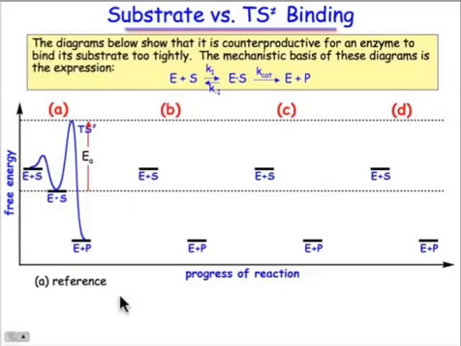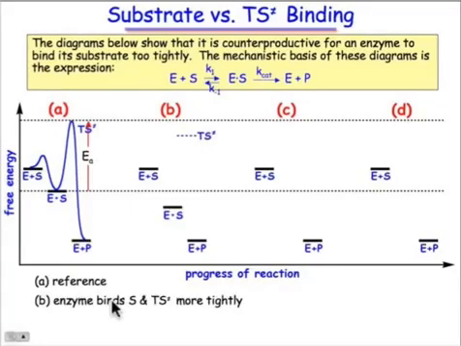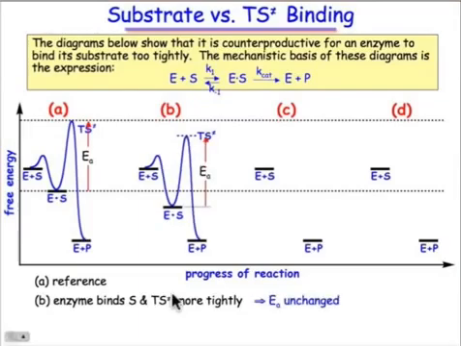So relative to the reference point, let's look at the case where the enzyme binds both the substrate as well as the transition state structure more tightly. In this case, we've dropped the E dot S below the reference point line, and by a similar degree, we've dropped the transition state energy below the reference point line. What's the result of that? Well, since they both fall by an equivalent energy, E sub A remains unchanged, and the rate of the reaction is going to be constant.